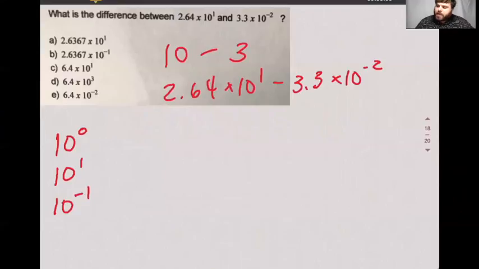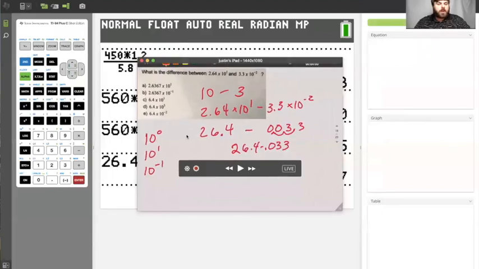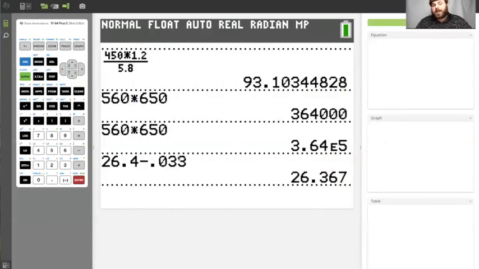So this number actually becomes 26.4 minus, I'll add a couple zeros here, 3.3 becomes 0.033. So basically we're doing 26.4 minus 0.033. So I can hop over to my calculator. I've already got that here. 26.4 minus 0.033. You get 26.367.